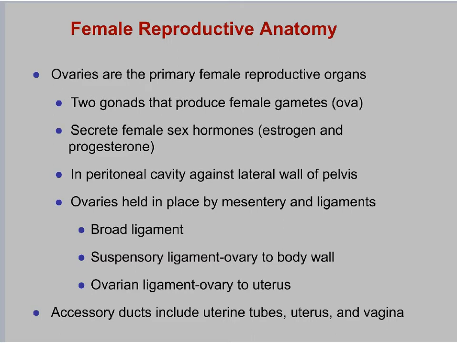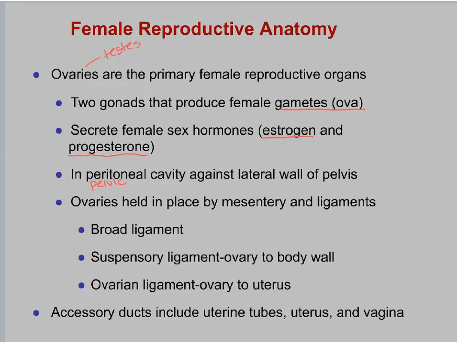So we'll start with the ovaries, and the ovaries are the female equivalents of the testes, and this is where the gametes, or ova, will be produced. It's also the site of estrogen and progesterone production, and where the ovaries lie is in the peritoneal cavity, or you can say the pelvic cavity. In the pelvic cavity, against the lateral wall of the pelvis. I'll show you what this looks like in a second.